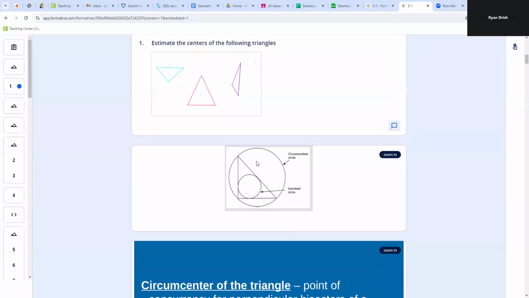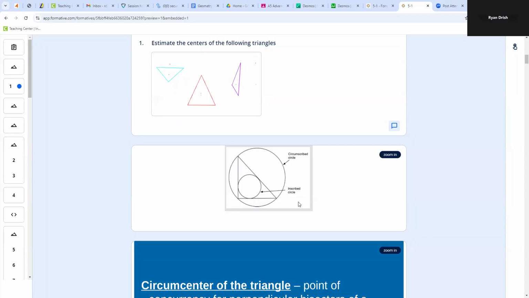Now, in terms of centers of a triangle, it's going to come from this overall concept of these circles. For every triangle that exists, we have something called an inscribed circle. That is a circle that is placed inside of a triangle, and it touches the triangle on each side just one time. We also have a circumscribed circle. A circumscribed circle is a circle that touches just the vertices, or the corners, of a triangle. Every triangle has a circumscribed circle and an inscribed circle that can be made.